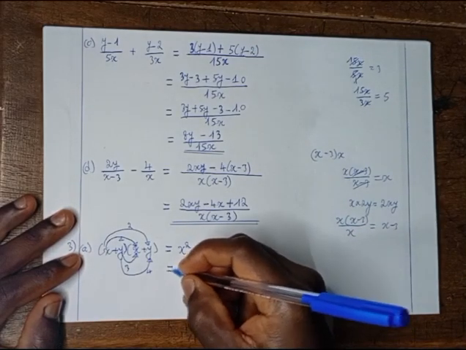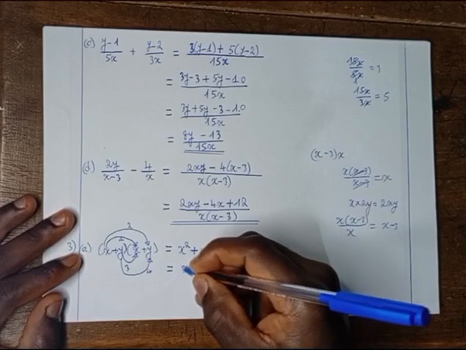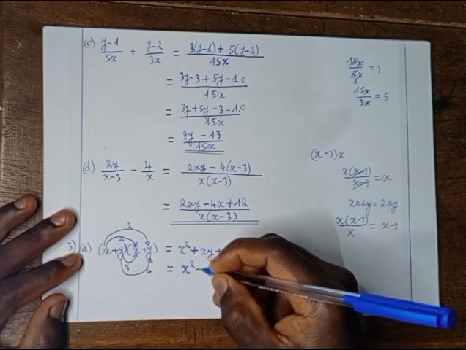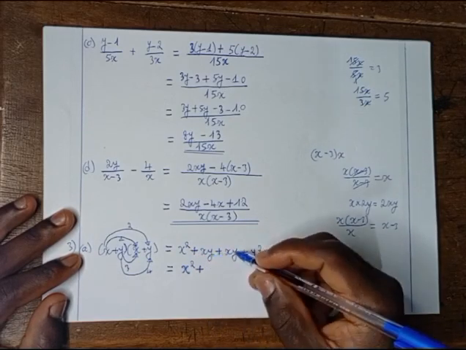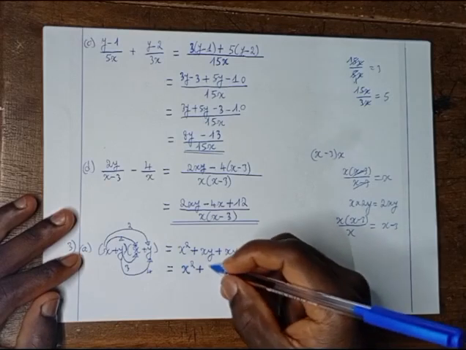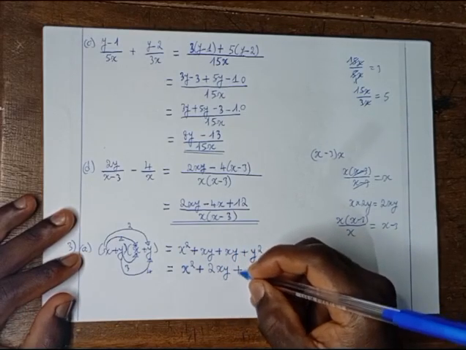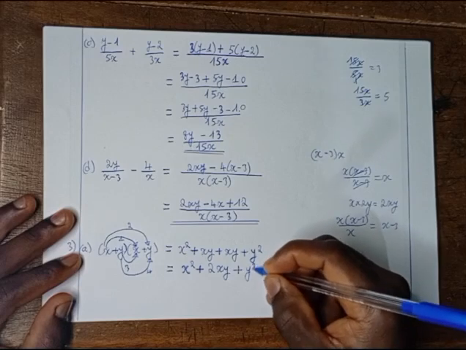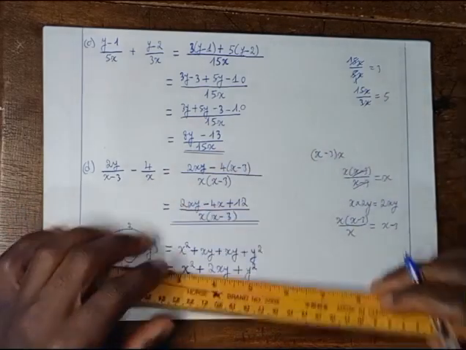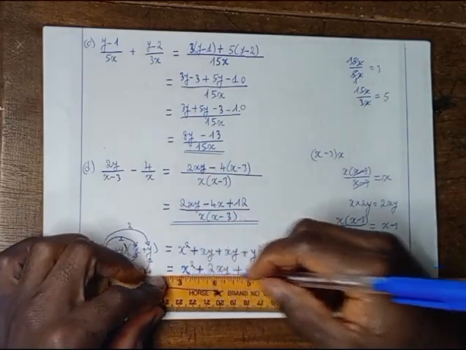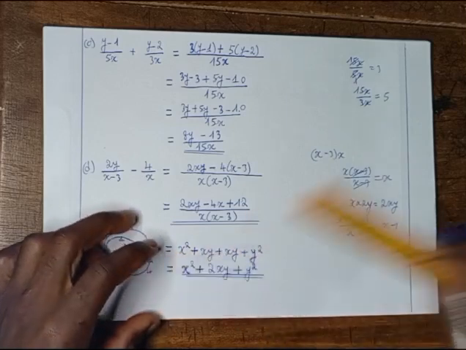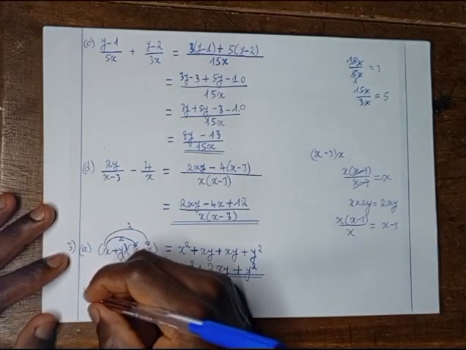This will be equal to x squared plus xy plus xy will give us 2xy plus y squared. So we are done with the expansion. This is the final answer. Next, we go now to question B.